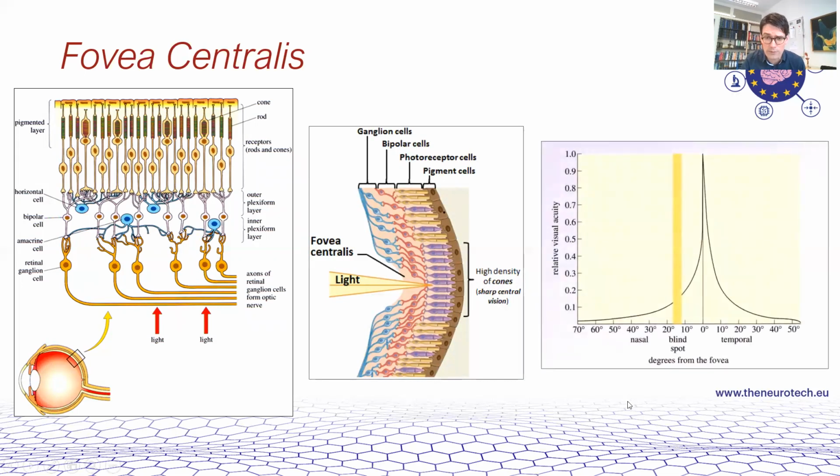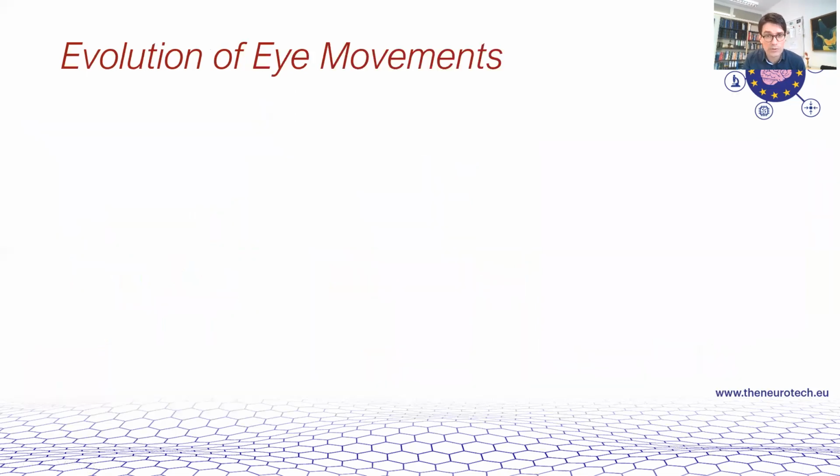And this is borne out in this figure here, where on the y-axis we can see the relative visual acuity. And as you can see, visual acuity is highest and considerably higher than anywhere else in the retina in the fovea. So visual processing is best when a stimulus, an object of interest, is viewed foveally. And this architecture is important to the evolution of eye movement in humans.